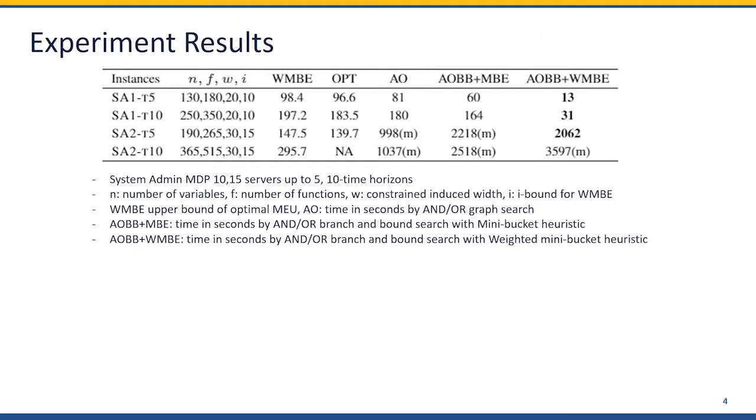We implemented branch and bound search with weighted minibucket-based heuristic and tested on system administration MDP domain problems. In the table, we show results from the system administration domain with 10 and 15 servers, and time horizons up to 5 and 10. We can see that the WMB provides a good global upper bound compared to the optimal solution in these test problems, and AOBB search with WMB heuristic improved the search compared to AO or AOBB with MBE.